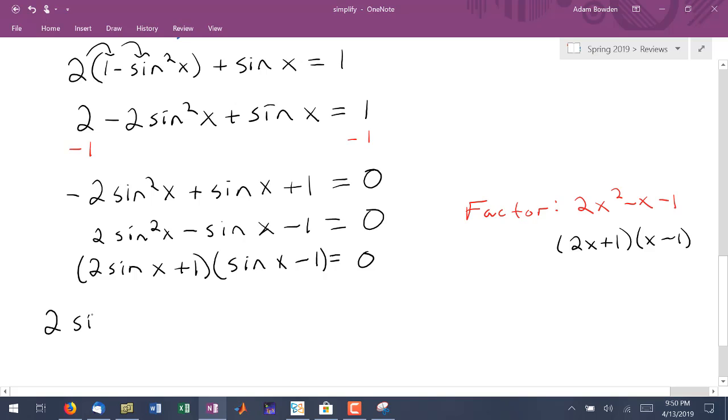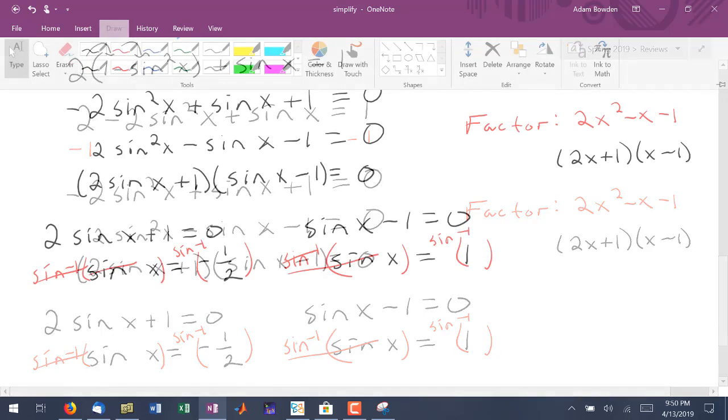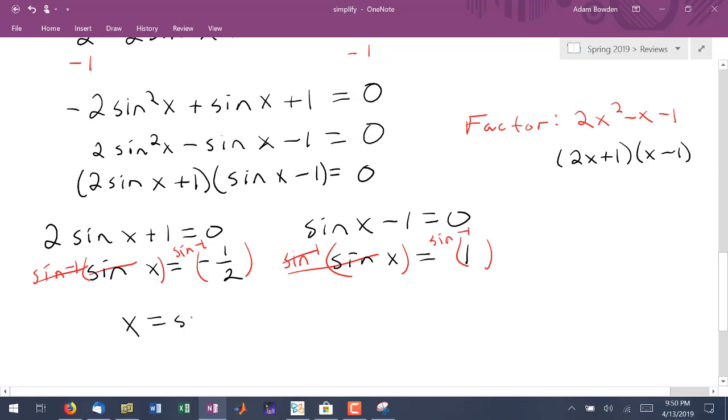Now we set each of these factors equal to 0, and we'll get sine x is equal to negative 1 over 2, and sine x is equal to 1. When we take the inverse sine to solve for x, we'll be looking for the angles that give us our solutions here. In this case, we're going to have x is equal to sine inverse of negative 1 over 2, and x is equal to sine inverse of 1.